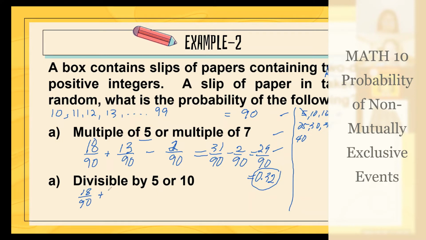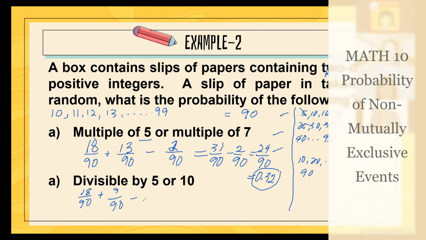And then, how many numbers are divisible by 10? This is up to 95. Now, pag divisible by 10, only 10, 20, up to 90 lang. Up to 90. How many? Yes, Andrea. 9 po. 9 lang. So, kalahati. So, 9 over 90.